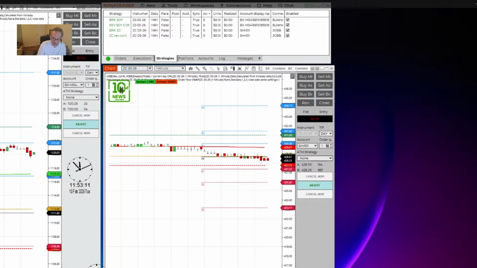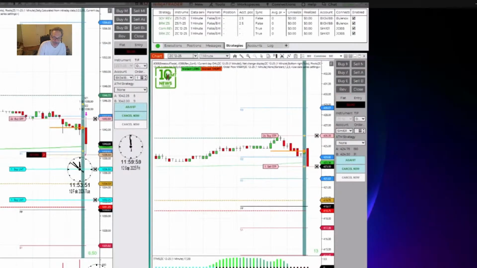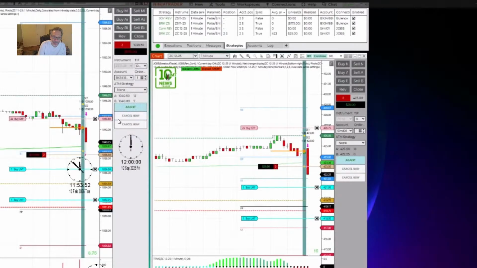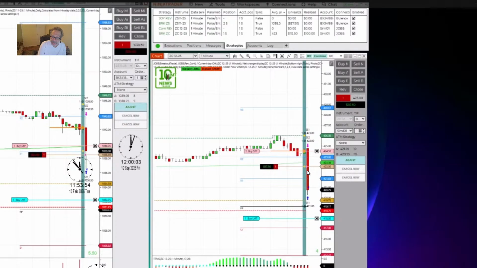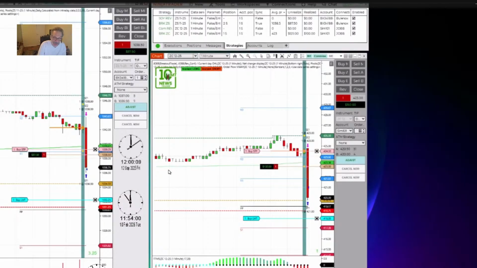Then we have February. Let me see what this is. September. Again, a nice move in corn. We went through quite a few months where corn's been better than soybeans.